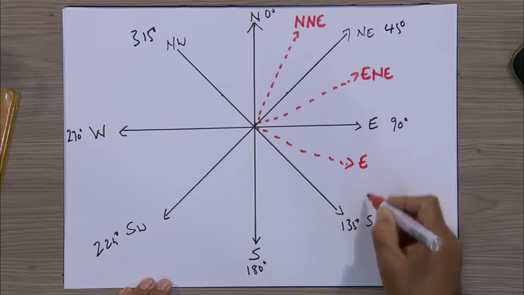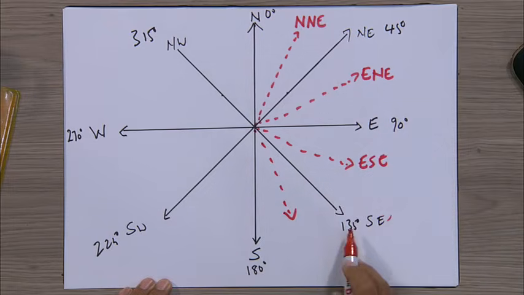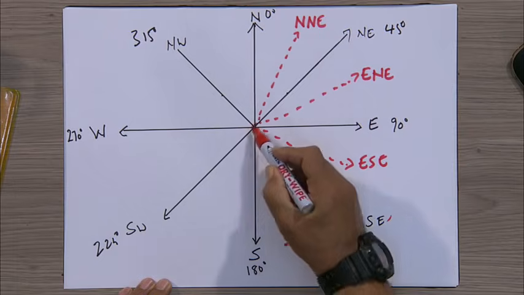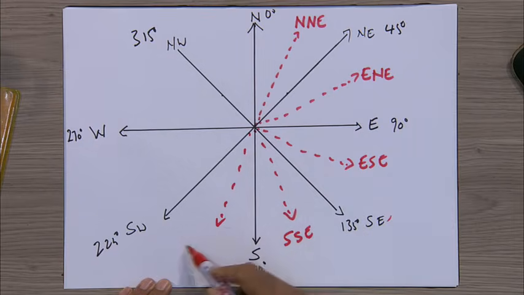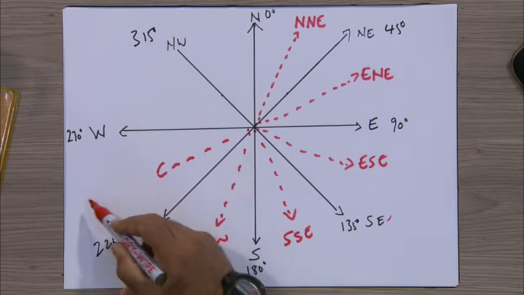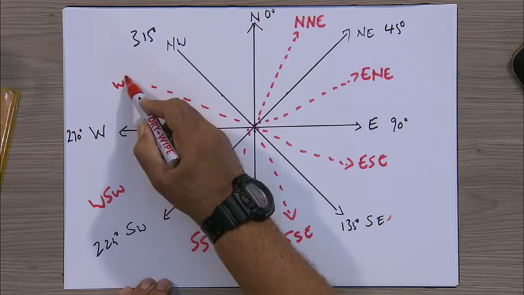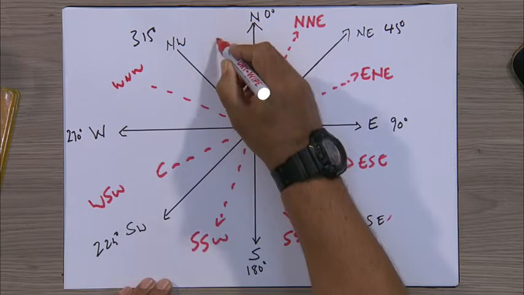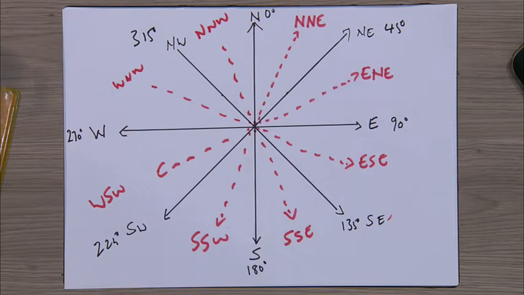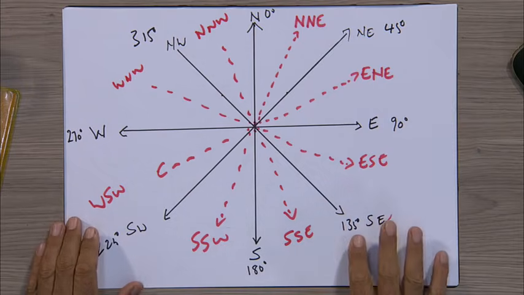First the single, then the double. You getting it? Southeast and south. South, southeast. South, southwest. Easy, isn't it? West, southwest, west, northwest, and northwest. Now, this is very basic, but if you understand the basics, you will understand everything else.